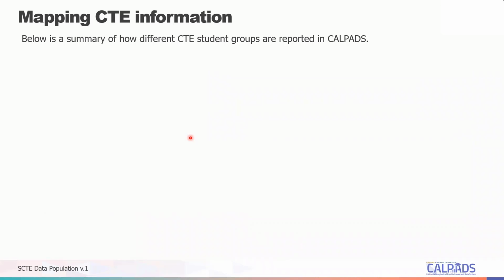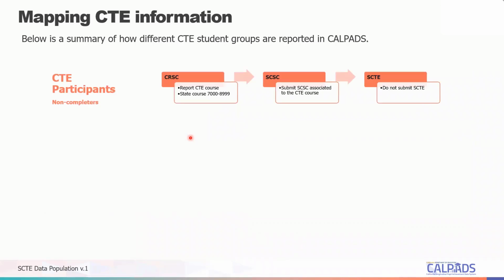For non-CTE Completer participants, you only need to submit the CRSC and SCSC records. The CRSC record will contain the CTE state course code identifying the class as intro or concentrator, while submitting the SCSC record associated with the CRSC record will link the student to the course. CALPADS will then recognize the CRSC and SCSC record and categorize the student under the reports. Do not submit a SCTE record for non-CTE completer students.